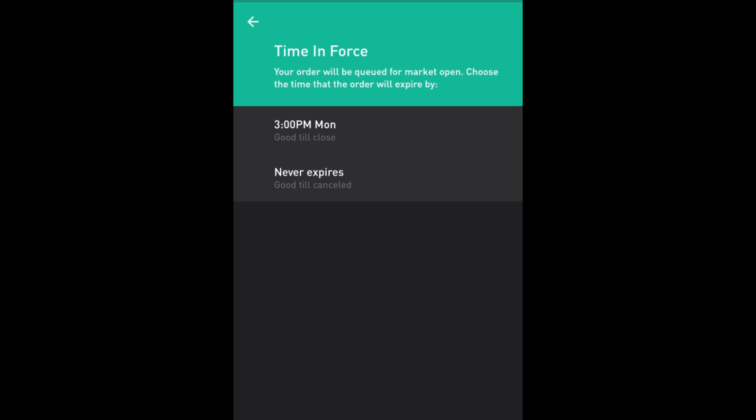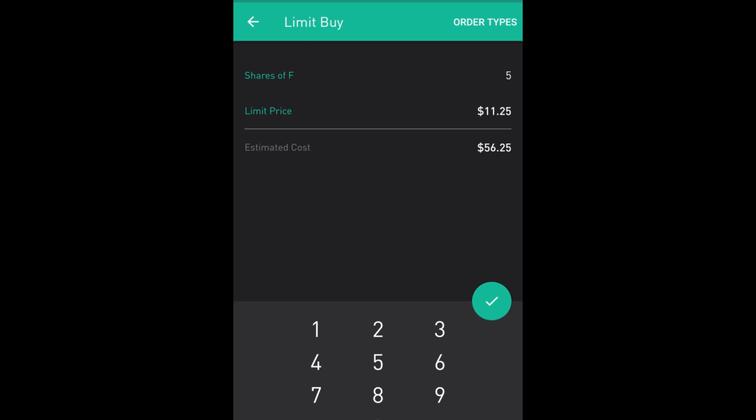So I always just put 3 p.m. at the end of closing, at the end of trading each day. The order will cancel. You don't have to worry about going through and trying to find those orders to cancel them. So we put 3 p.m.